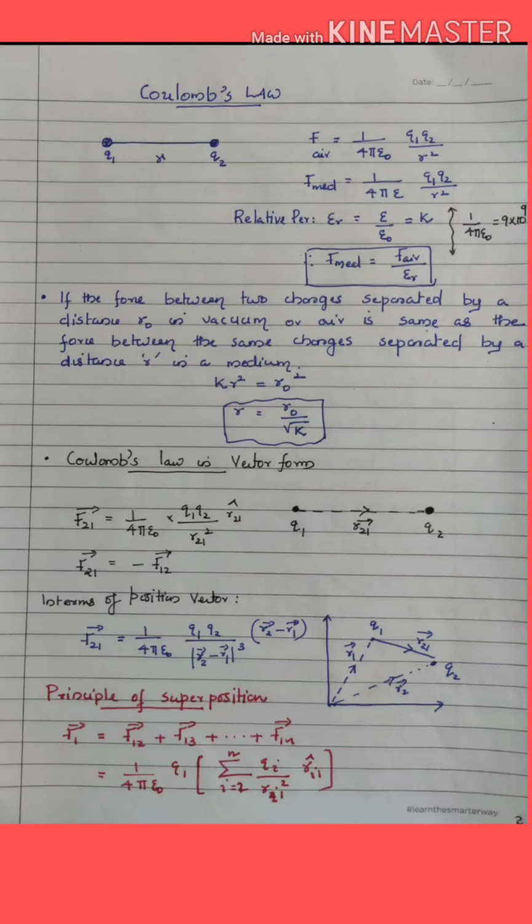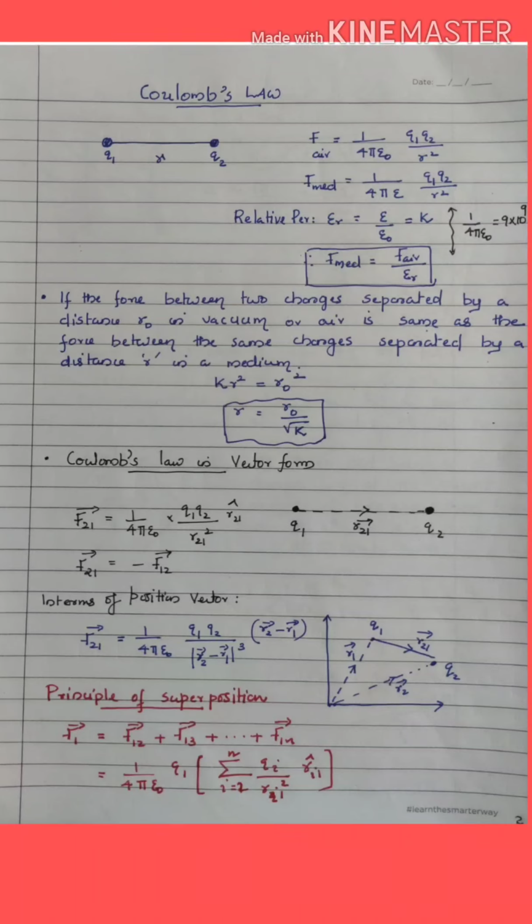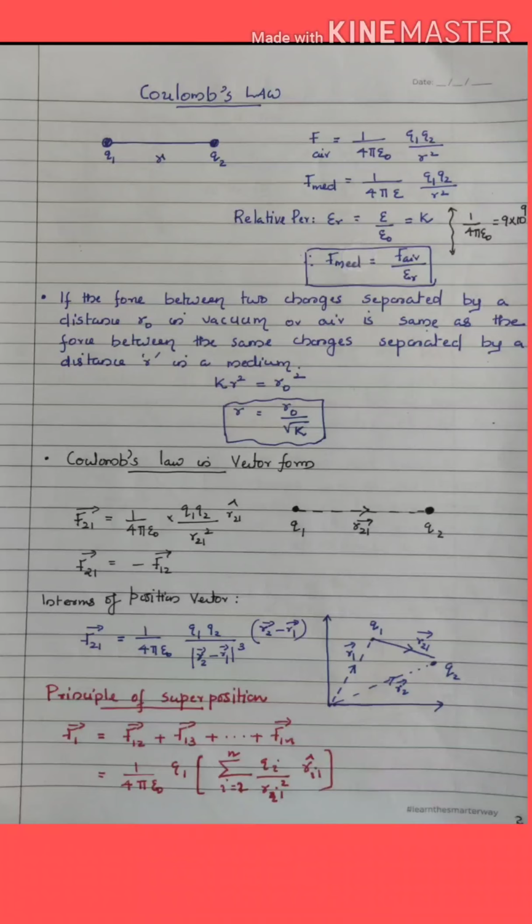And keep in mind, we have to take 1 by 4 pi epsilon 0 with a value of 9 into 10 raised to 9. And we can just divide the two, the F medium takes the value as F air by epsilon r.